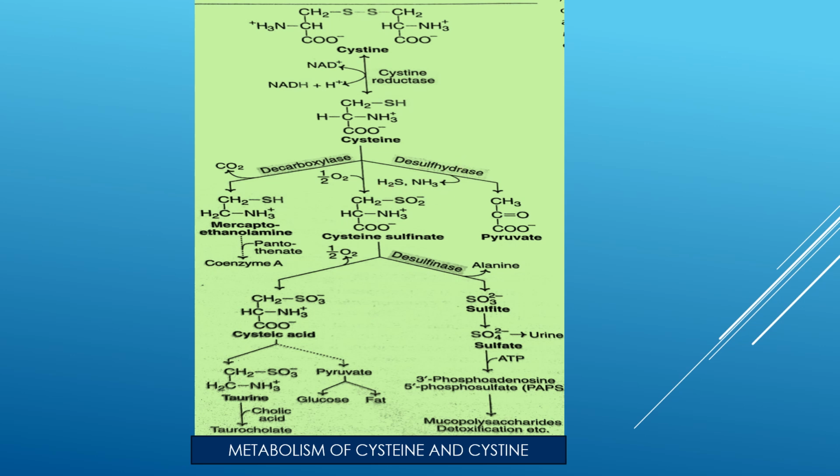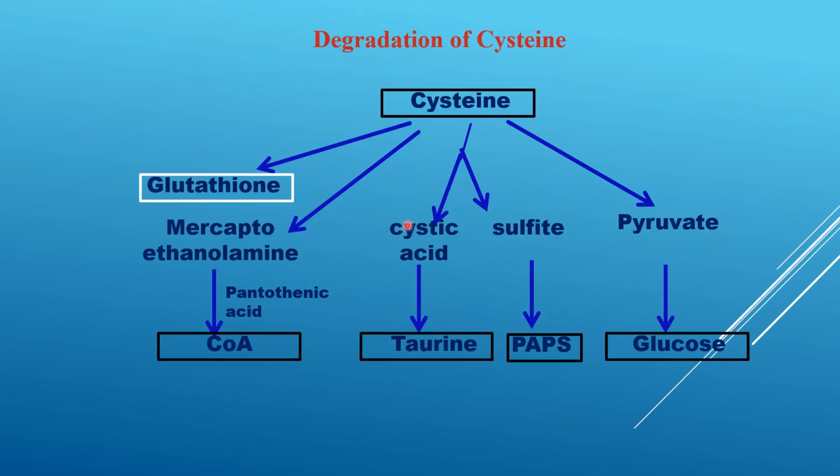So that's all about the degradation of cysteine in a nutshell. This cysteine can be converted into glutathione because it is a tripeptide, gamma glutamyl glycyl cysteine. Gamma glutamyl cysteine glycine is the name of glutathione.